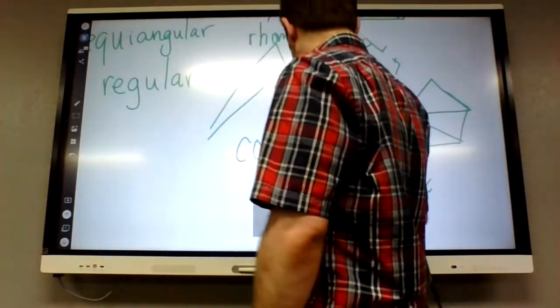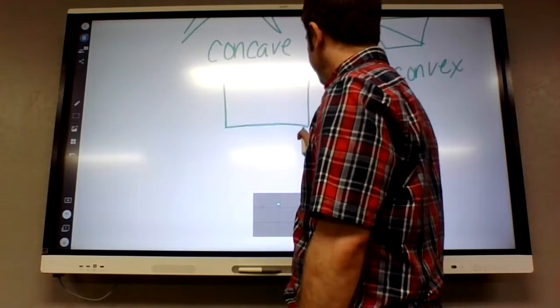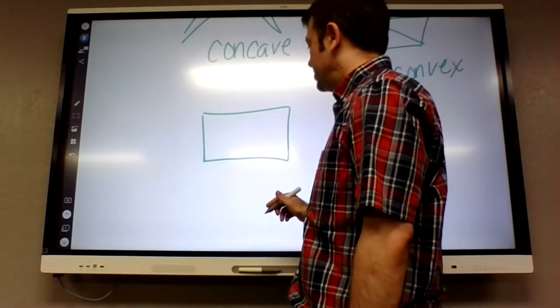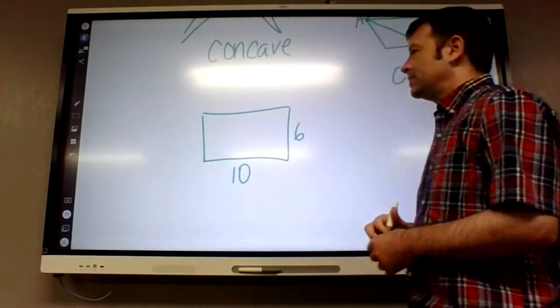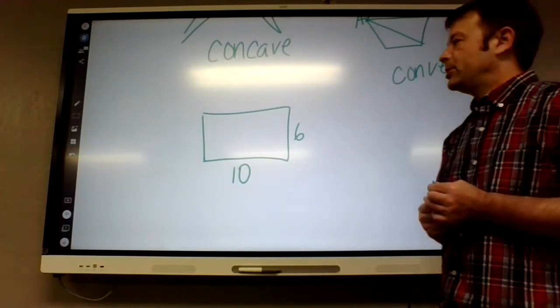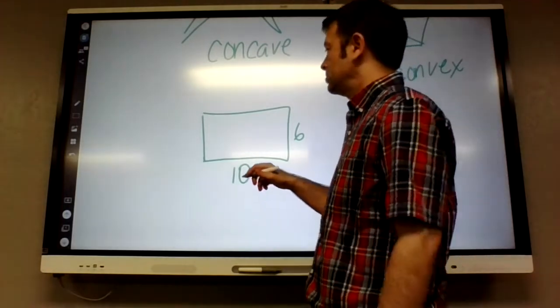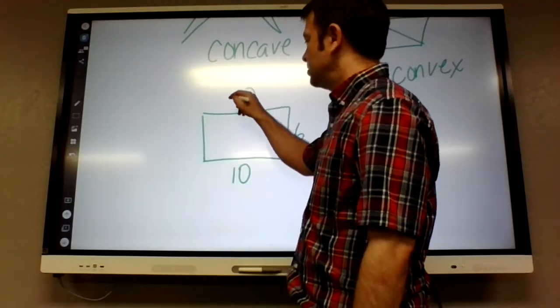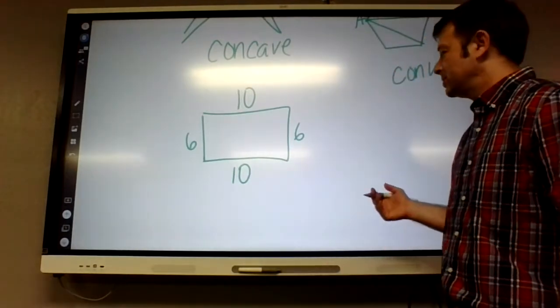Perimeter, what does perimeter mean? Like the outside stuff. What do you mean outside stuff? Yeah, it's the distance around the shape, the polygon. So what would the perimeter of this rectangle be? 16 plus 16, like 32. Yeah, 32. So you just add all the sides together, that's it.